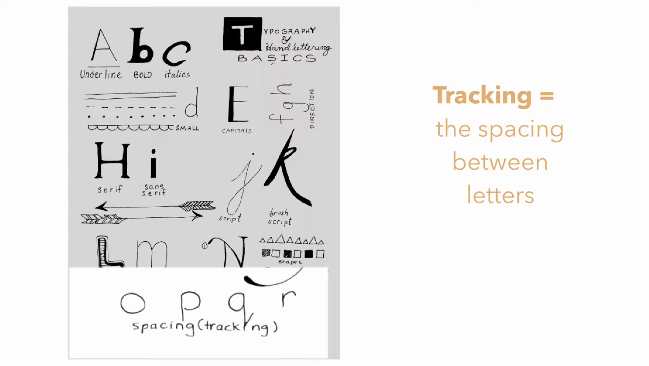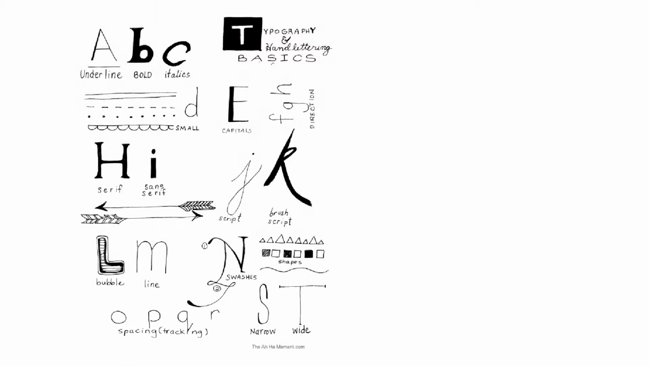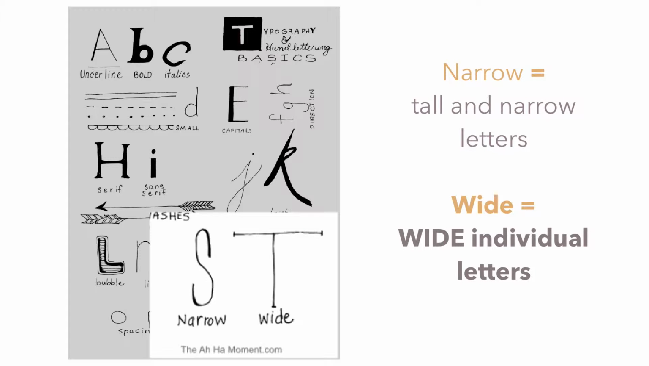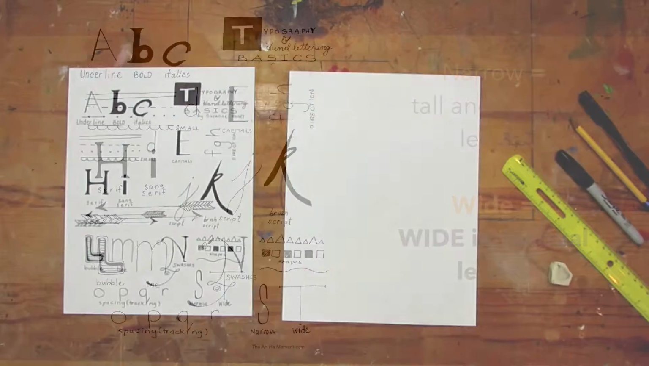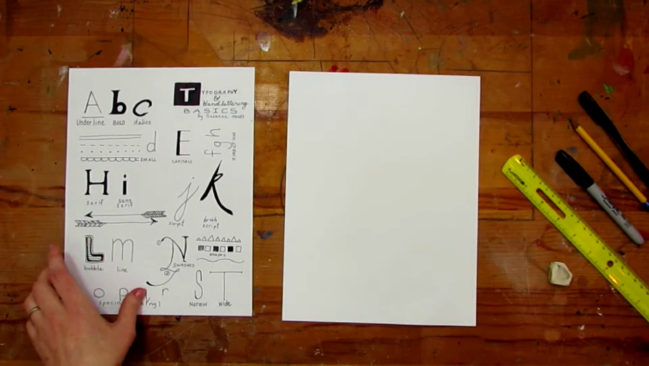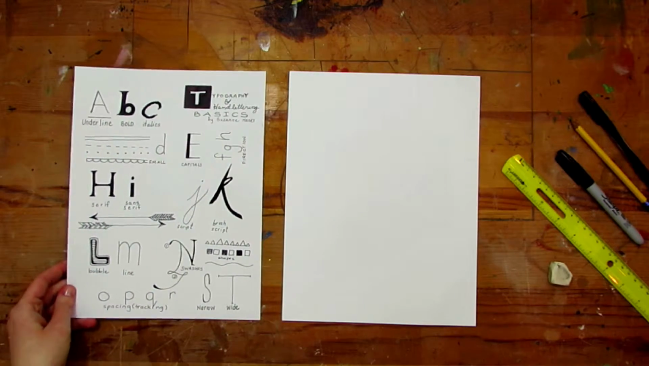This is tracking, the spacing between the different letters. You can use narrow and tall or narrow and short letters. And there's also wide letters as well. I like to use that a lot. This is like a menu where you can pick and choose and combine many different ingredients.